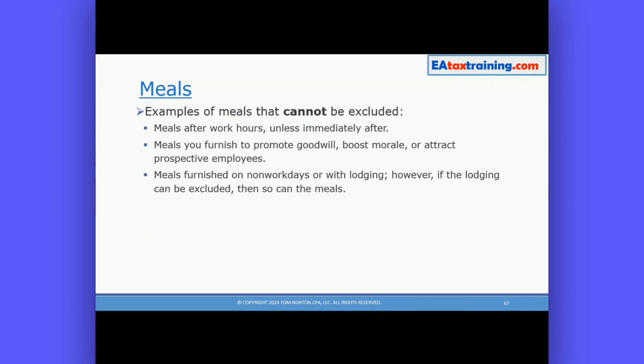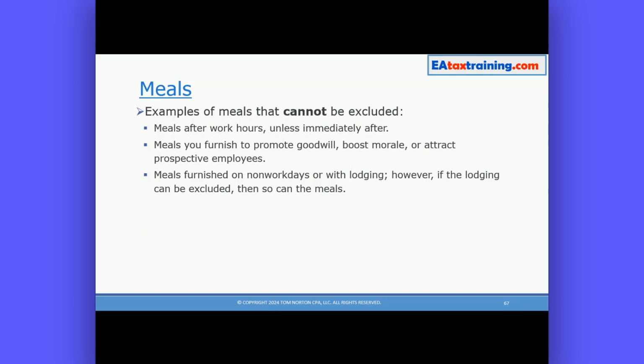There are some meals that cannot be excluded. These are meals after work hours unless it's immediately after. So again, you have that restaurant and the person comes in on their day off or something and you provide them a free meal, you would not be able to exclude that from their income. You would have to include it.